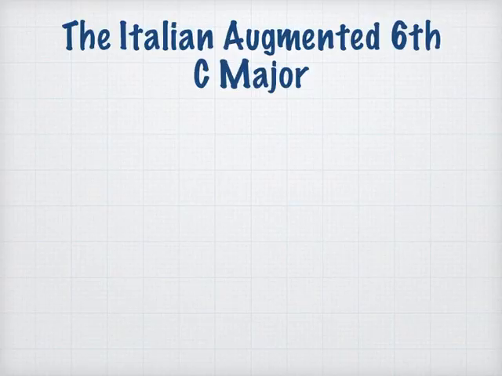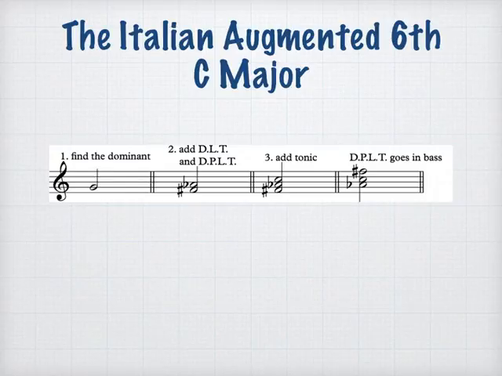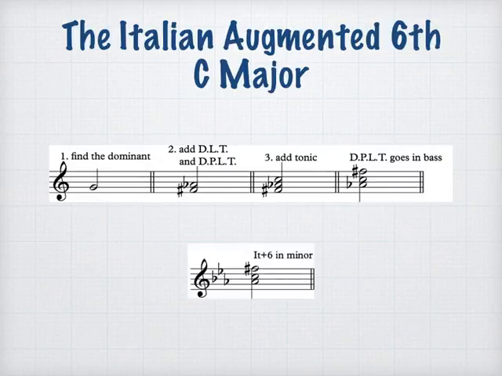Now, let's look at how we spell the Italian Augmented Sixth in C major. Step 1 is to find the dominant. Step 2, add the dominant leading tone and the dominant Phrygian leading tone, which are F sharp and A flat. Third, add the tonic. Now, when you're part writing augmented sixth chords, the Phrygian leading tone goes in the bass. And here's how it looks in C minor.